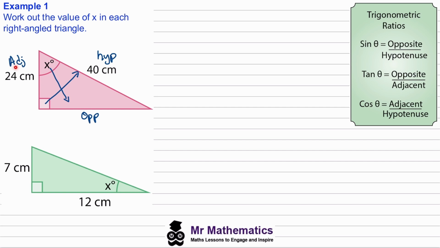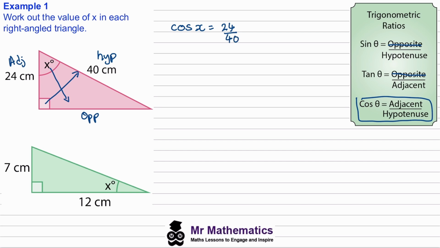And because we've been given the adjacent and the hypotenuse, we don't need the opposite. So we can cross out the opposite from the sine and the tan ratios. So we're going to use cos. So we'll say the cos of the angle, which is x, will be the adjacent length, which is given as 24, divided by the hypotenuse length, which is 40.